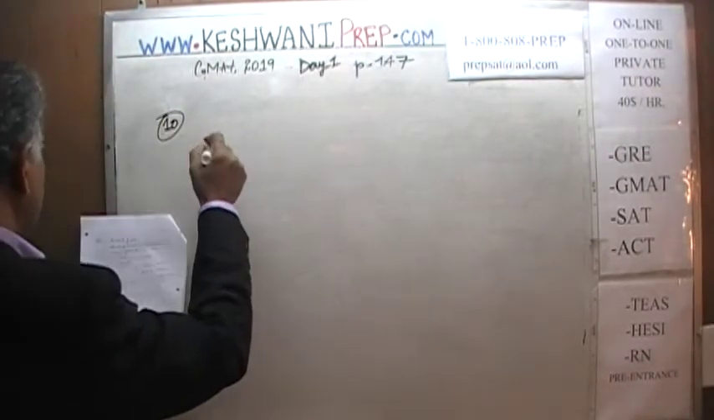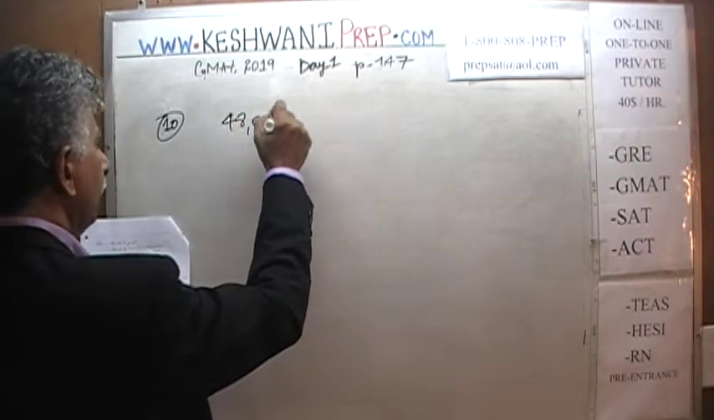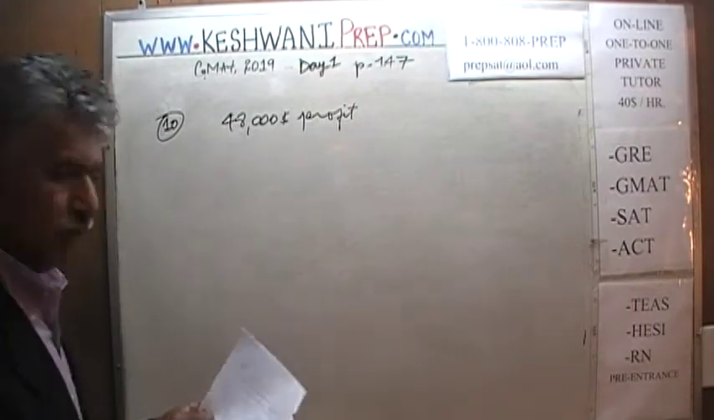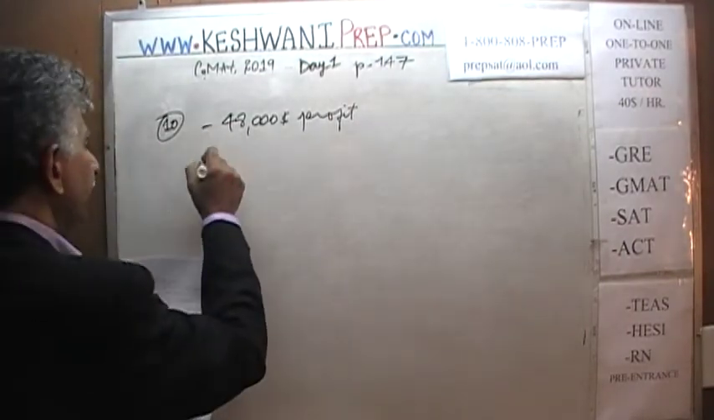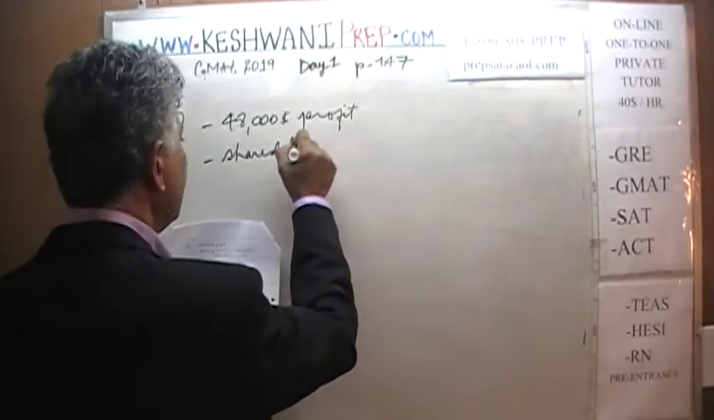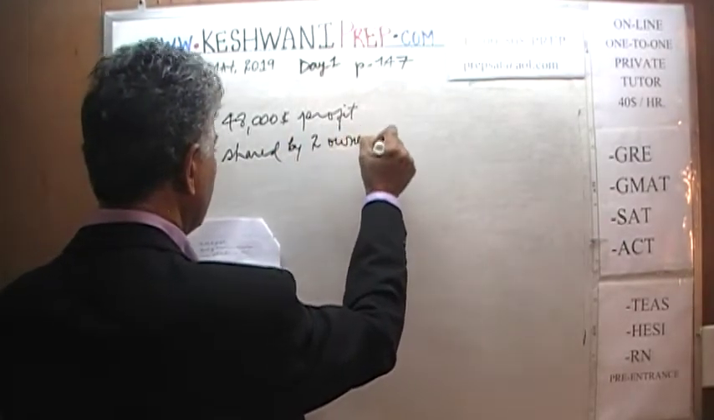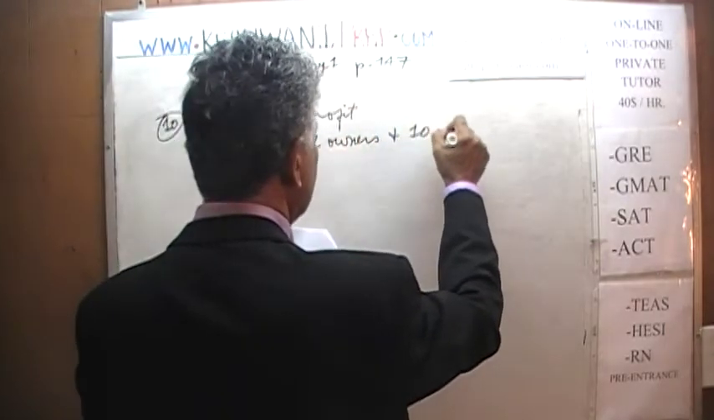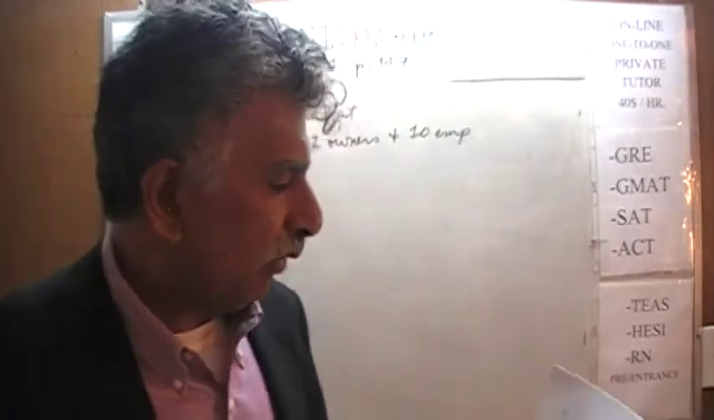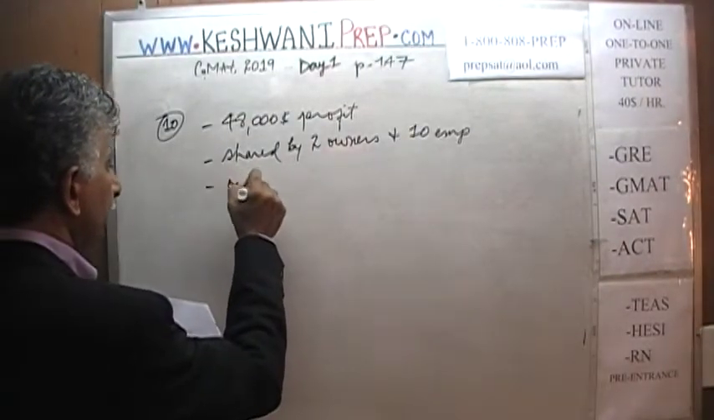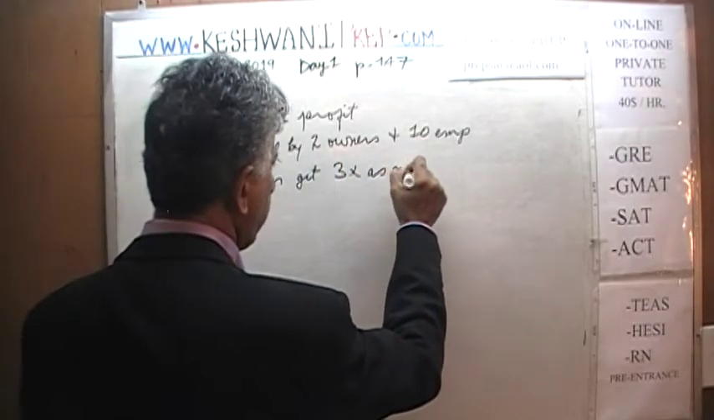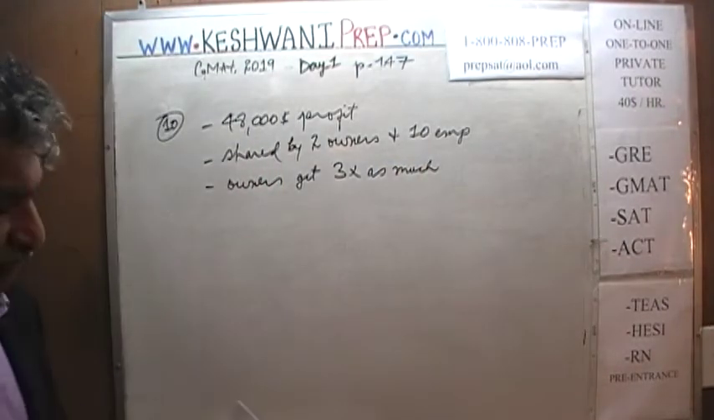In question number 10, we are told that we have $48,000 in profit, which is going to be shared, not equally, by two owners and 10 employees. The owners and employees, of course, are not going to have an equal share of the profit. Owners are going to get three times as much. The question is, how much does each person get?